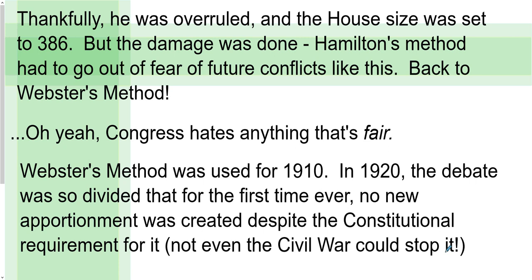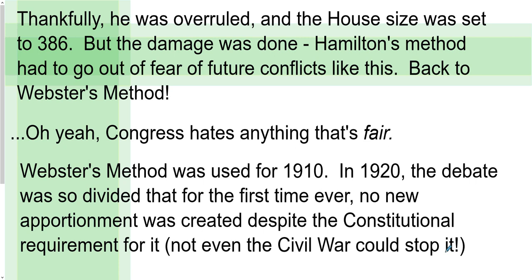And mathematicians, who were getting better and better at working with this stuff, realized that Webster's method is not going to do this and cannot do this. So wonderful. Back to Webster's method. So in 1910, they decide that Hamilton's method's gone for good, and it's back to Webster's method. Oh, wait, fair. Congress doesn't really like fair, right? I know that's the running joke, but really it's just bad timing. Okay? So Webster's method is used in 1910.